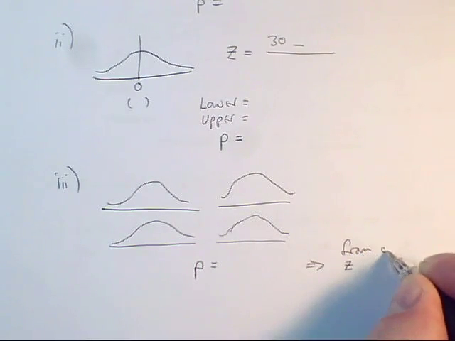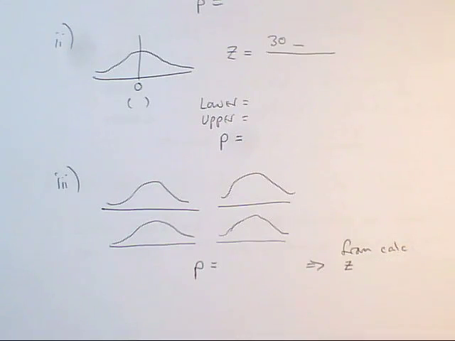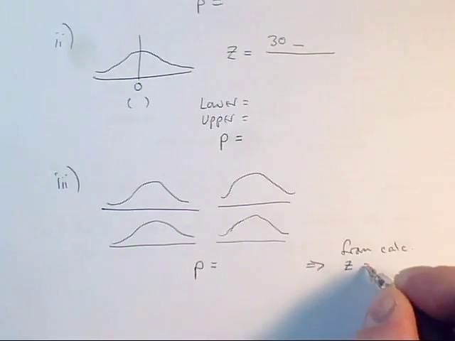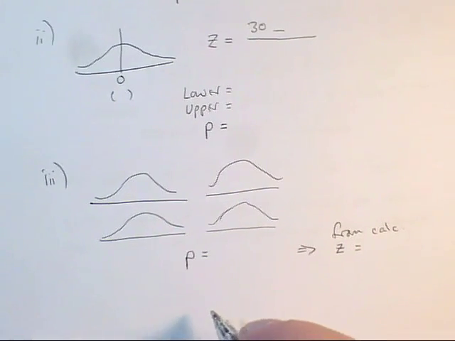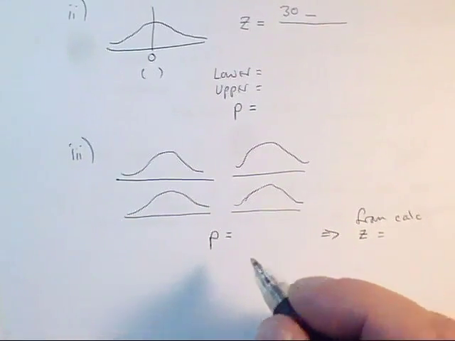So from your calculator in inverse normal mode, inverse normal because you're working backwards, you're going to get a z value. So once you know the z value, it's back to the z formula.